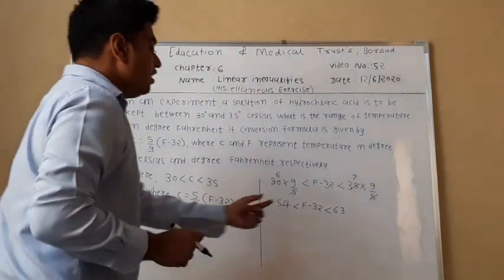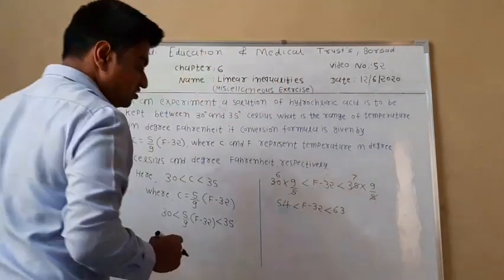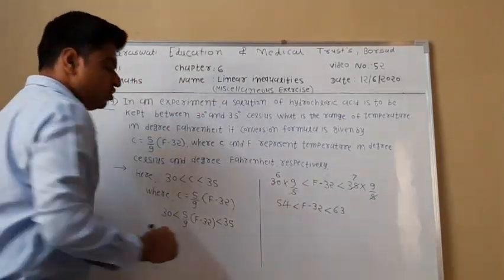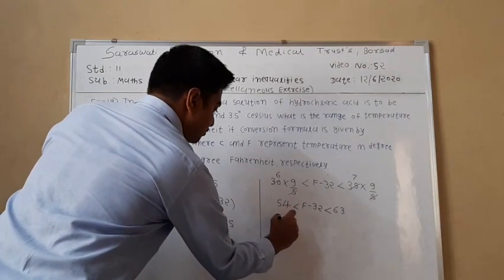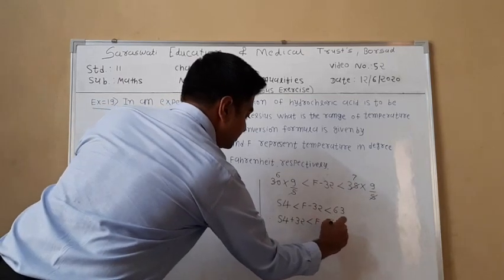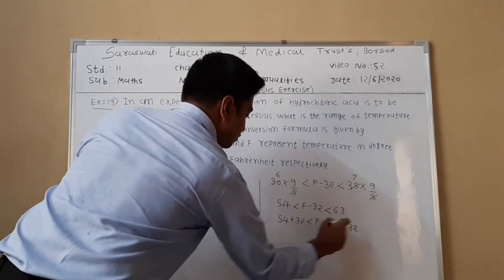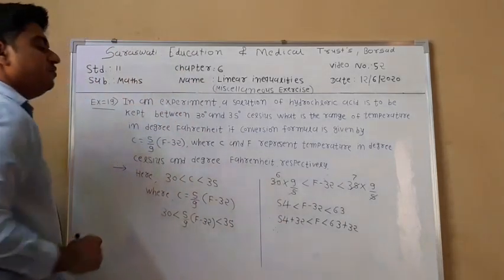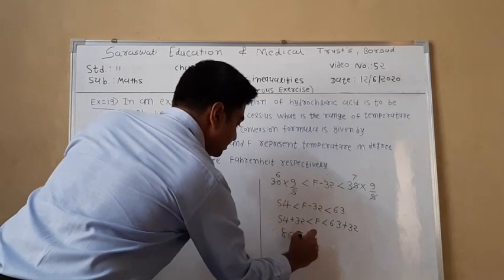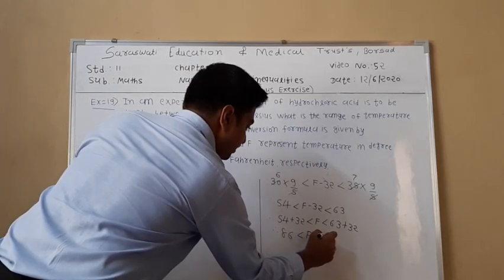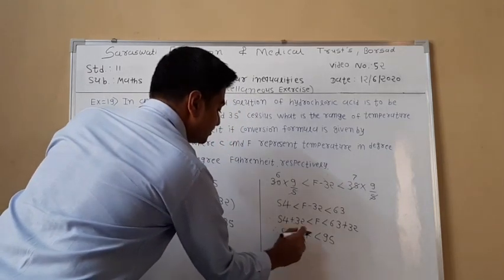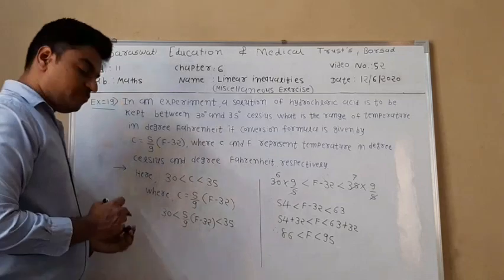63. Now minus 32 is present on both sides, so we add 32 on both sides. Therefore 54 + 32 < F < 63 + 32. Now add these numbers: 54 + 32 is 86, so 86 < F < 95. So our Fahrenheit range is between 86 degrees and 95 degrees.